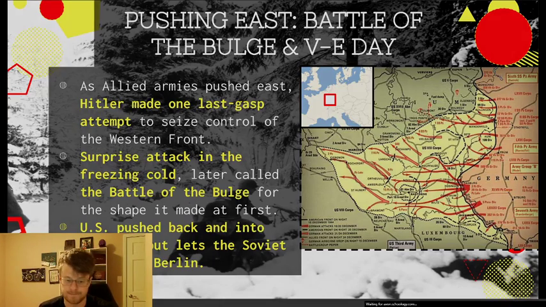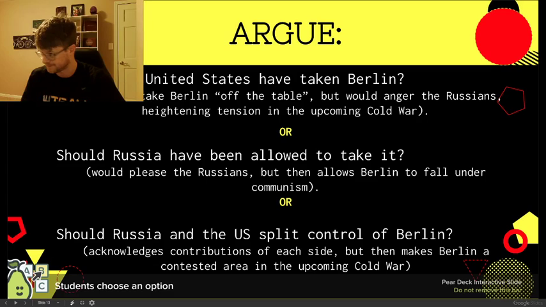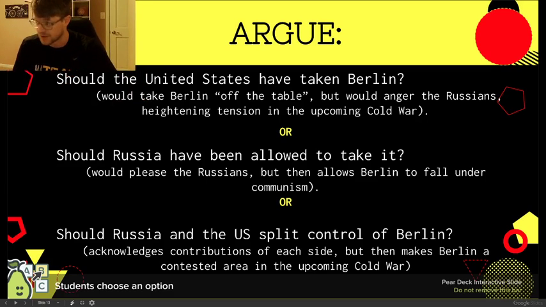So with that, I'm going to leave you here with the last question to end on. Should the U.S. have taken Berlin? You'll get to pick here on Pear Deck between all of these three choices, and you'll see why I'm asking you this question, because this is going to come back to have some really consequential implications as I duck here to keep my face in the camera. Also, should the United States have taken Berlin?